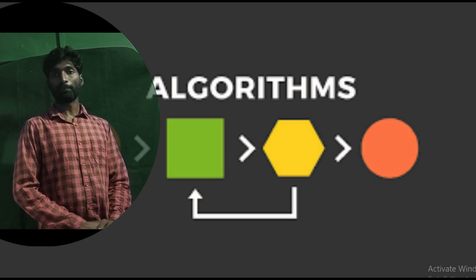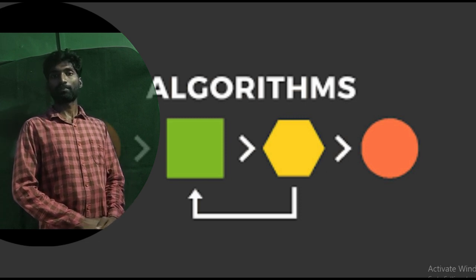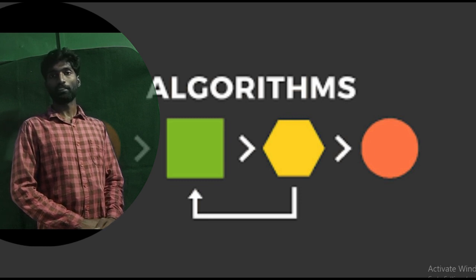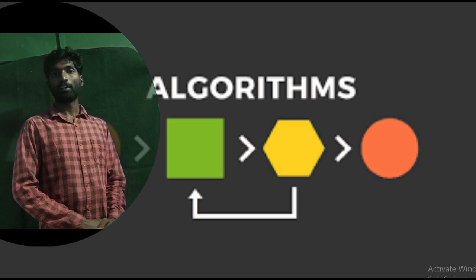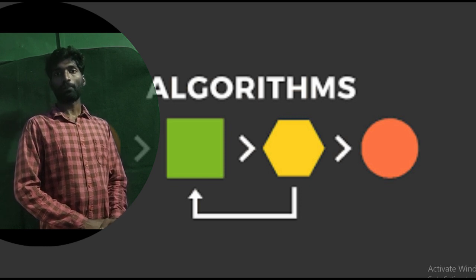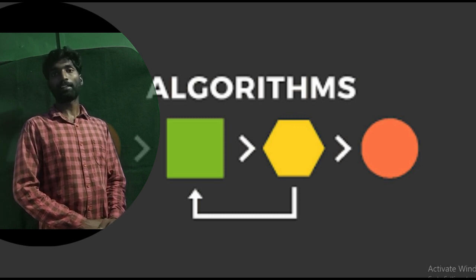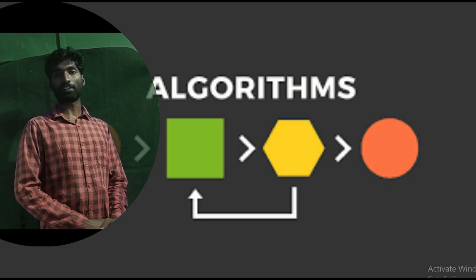Already we have seen analysis, decomposition, pattern recognition, abstraction. Based on these 4, now we are able to solve a problem in an easy manner. Implementing this easy manner step by step is called an algorithm. Let's see this with an example.